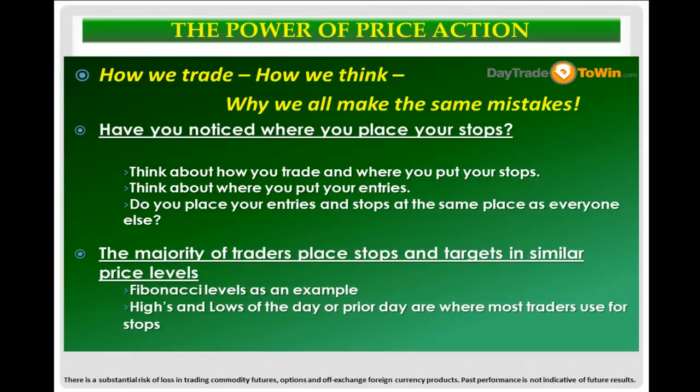Well, as an example, the majority of traders place stops and targets in similar price levels. I'll give you a perfect example. Fibonaccis. Everybody's looking at the same Fibonacci. I mean, wouldn't it make sense that there's going to be stops at all the same levels as everyone else is putting them? Highs and lows of the day, or prior day highs and lows, are also where most traders use stops. So if you think about this in trading terms, you have a group of traders that are all following the similar placement of entries and stops, and this leads to predictability. That's not how the market is. The market is not predictable.